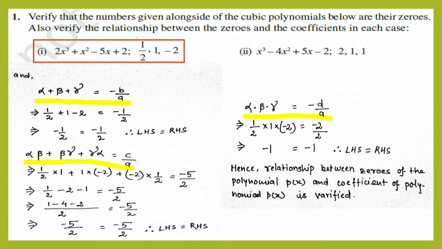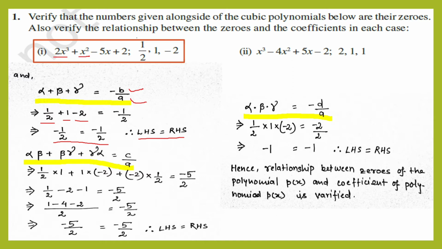First of all, we will put the values of alpha, beta, gamma, b and a in the respective places. We will take alpha equal to 1 by 2, beta equal to 1, gamma equal to minus 2. Value of b will be the coefficient of x squared and value of a will be the coefficient of x cube. Now upon solving, you will find the value at both sides of the equation is equal. That means LHS equal to RHS, and hence the first relationship is verified.